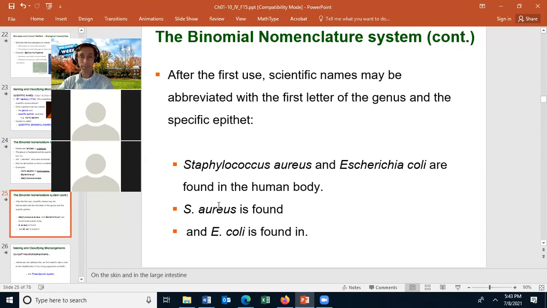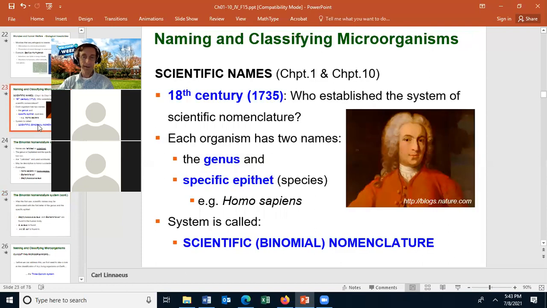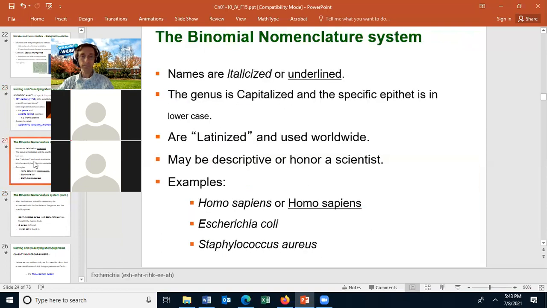Like sapiens, oops, didn't go there. Sapiens, where am I? Sapiens is always lowercase. Oh, there it is. I was on the wrong slide. That's the problem.